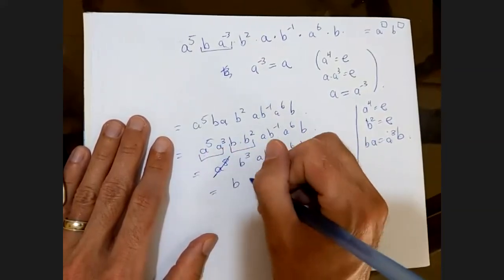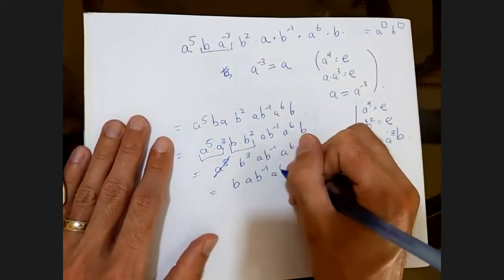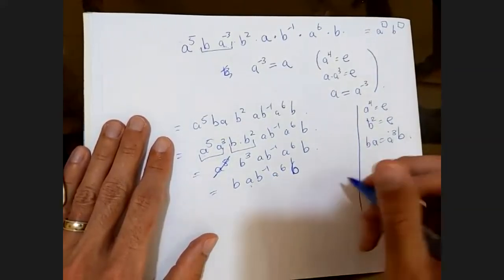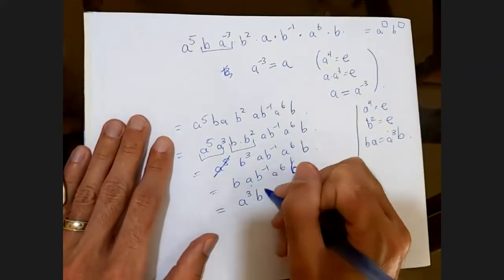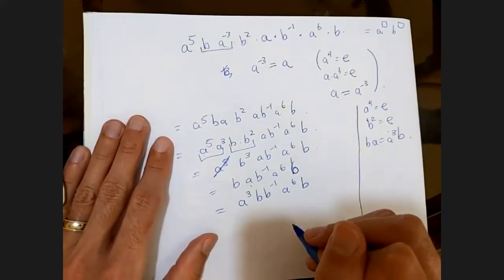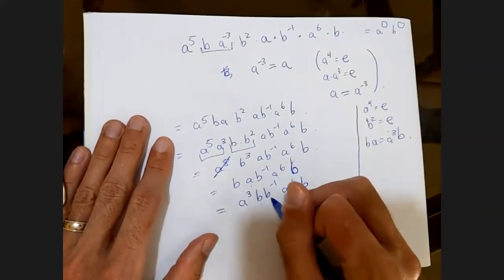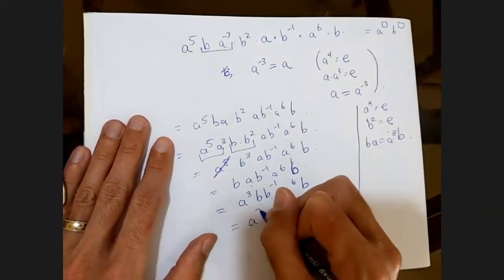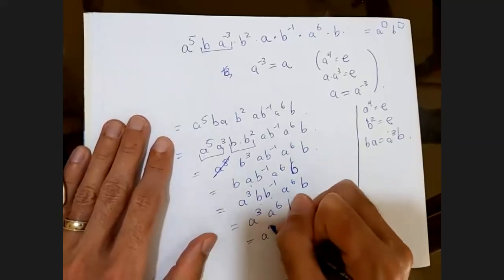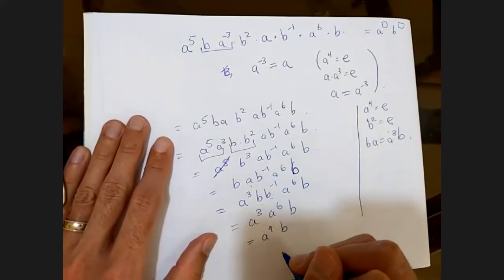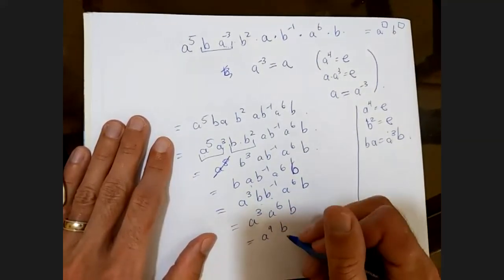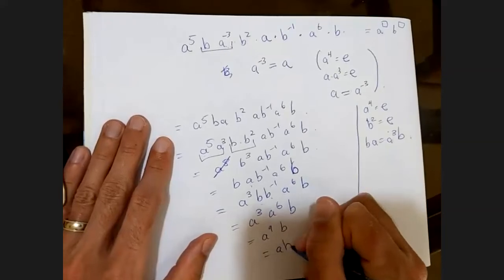So you get B, A, B inverse, A to the 6th B. Now BA is just A cubed B. Now B times B inverse is just the identity. This is just A to the 9th. Now A to the 9th is A to the 8th times A. A to the 8th we already saw is the identity, so we just have AB.